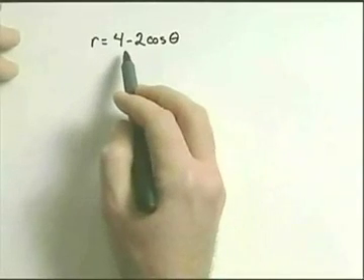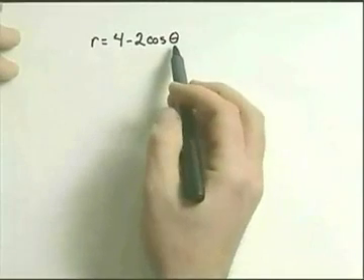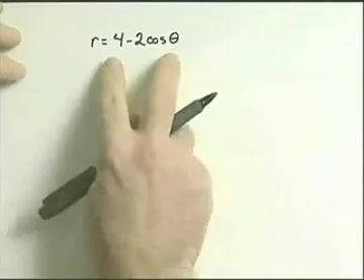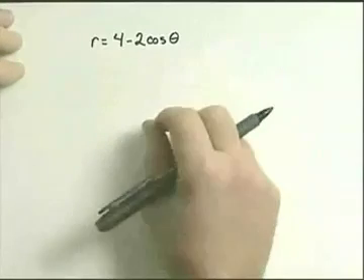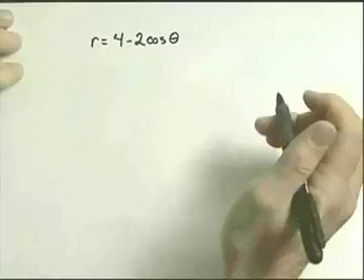We're now going to graph a polar equation. The polar equation that we're going to graph is r equals 4 minus 2 times the cosine of theta. The first thing that we want to do is check for symmetry. There are three types of symmetries that we want to check for.